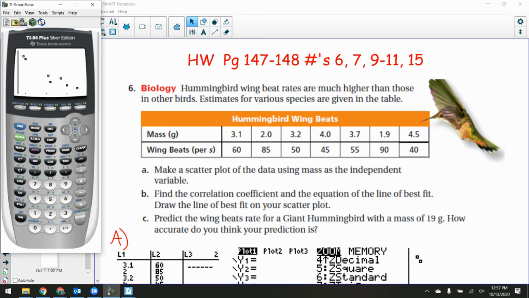And there it is. Next thing I want to do, okay, so again, this says make a scatter plot. And remember what I said, if it ever asks you to make a scatter plot, I am okay with you just doing it on your calculator. Sketch what you see on your paper though.